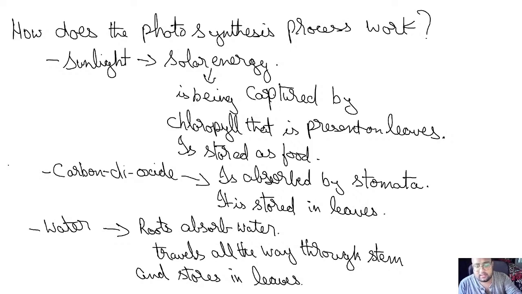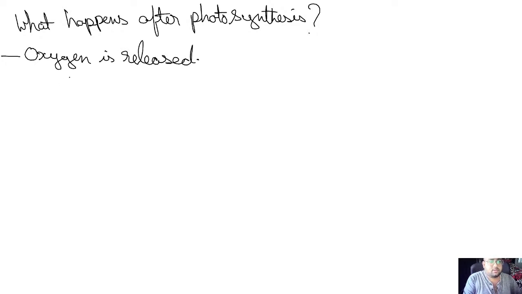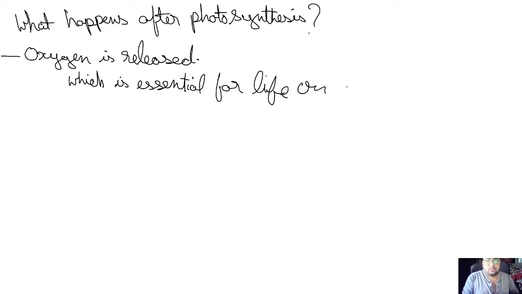Okay, I just want to end this photosynthesis topic today, so tomorrow we get into a new topic. Okay, Preetham. So what happens after photosynthesis? There are two things that happen after photosynthesis. First thing is oxygen is released, which is essential for life on earth.